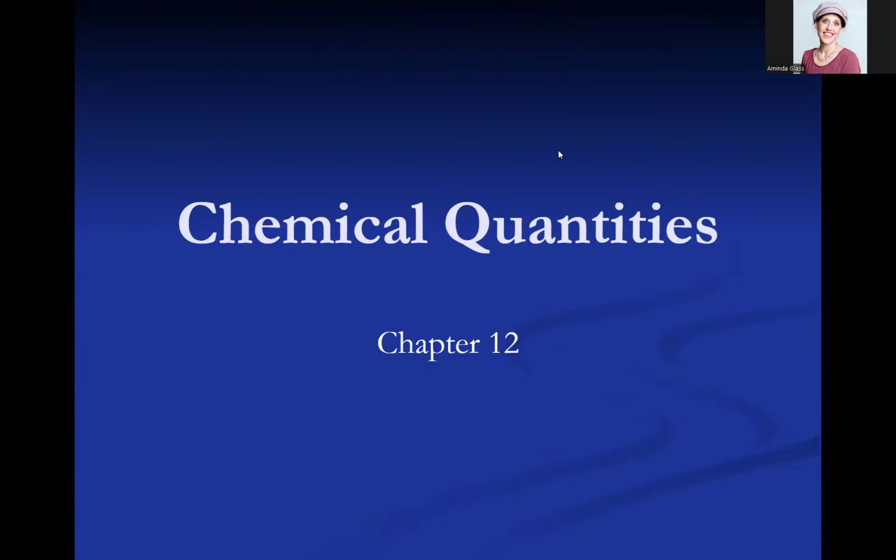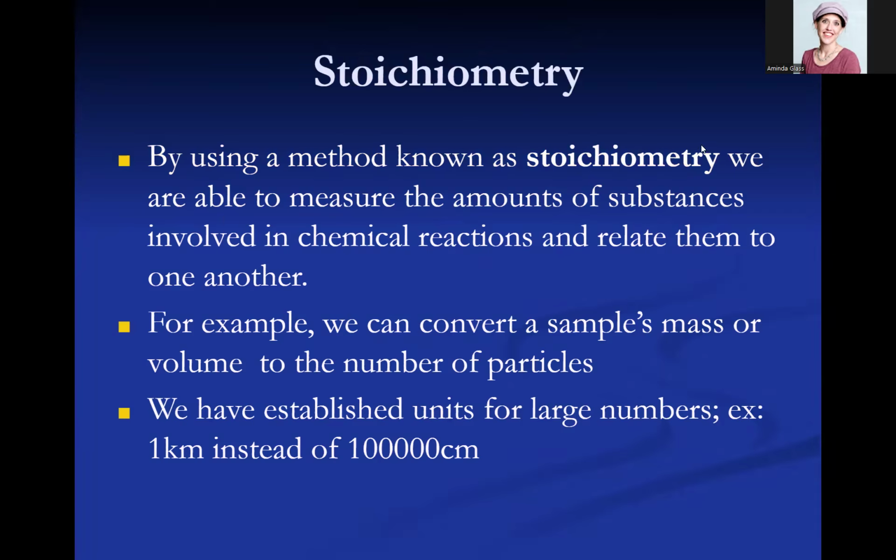This week, we're going to be talking about chemical quantities and stoichiometry. Now, stoichiometry is a method that allows us to measure the amount of substances involved in chemical reactions and then relate them to one another. We've been doing some stoichiometry throughout the semester so far. Whenever we converted centimeters to inches, or last week converting different air pressures, that is stoichiometry. We're relating one measurement to another.